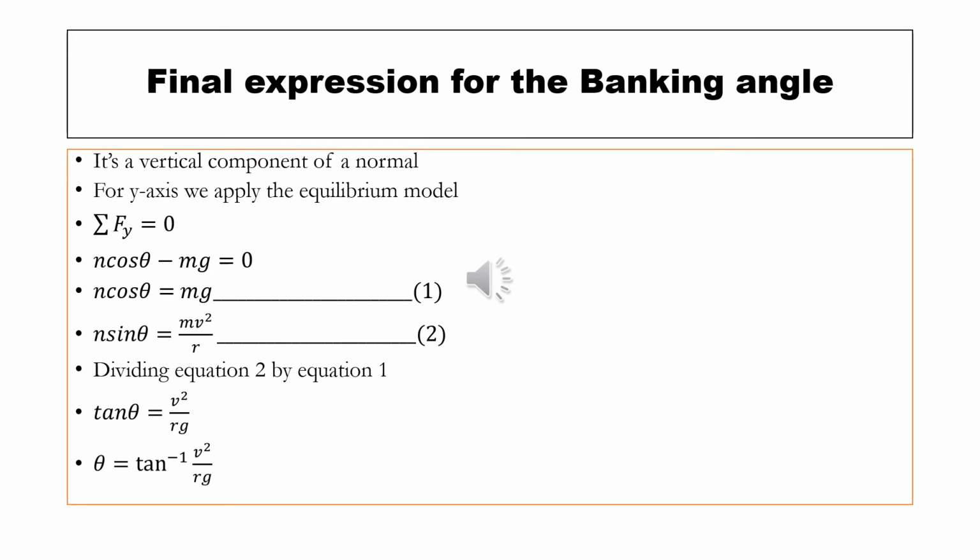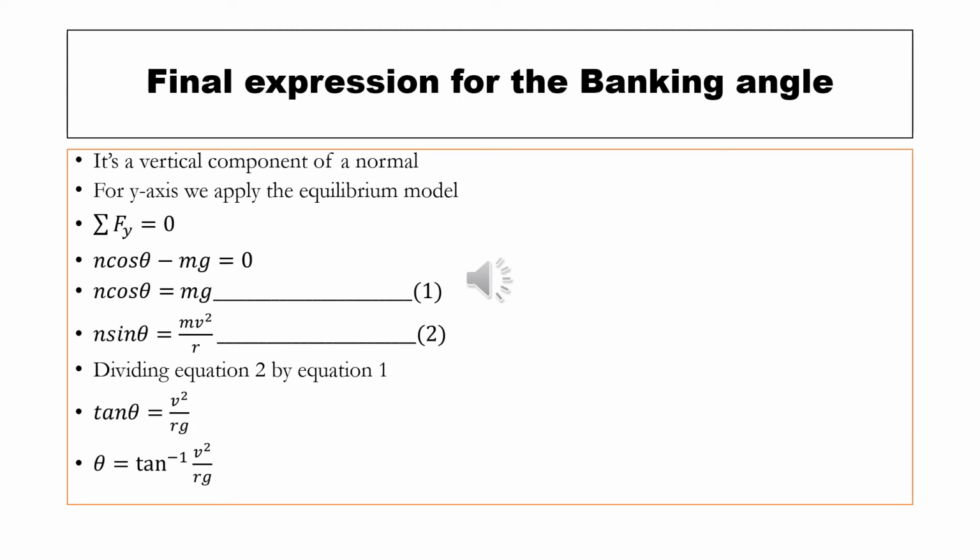Moving to the final expression for the banking angle, we have found that the horizontal component of the normal is acting as a centripetal force. We apply the equilibrium model for the y-axis. All the forces working along the y-axis are equal to 0, which means N cos theta minus mg is equal to 0. Then we will develop that the vertical component N cos theta will be equal to mg. Here N sin theta is working as a centripetal force, which will be equal to mv square over r.